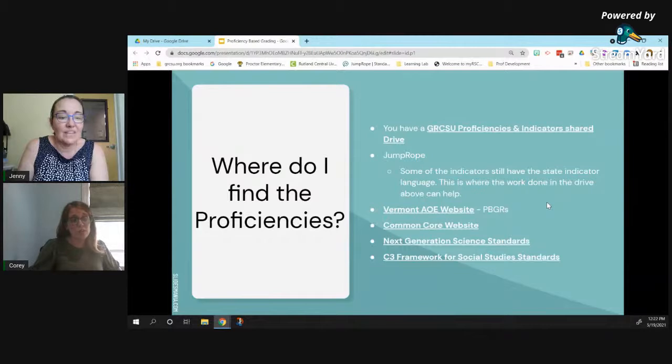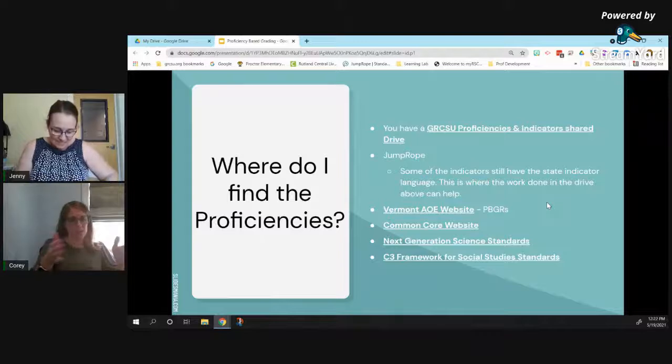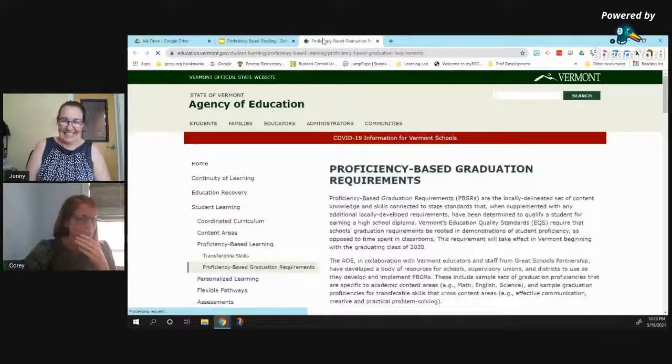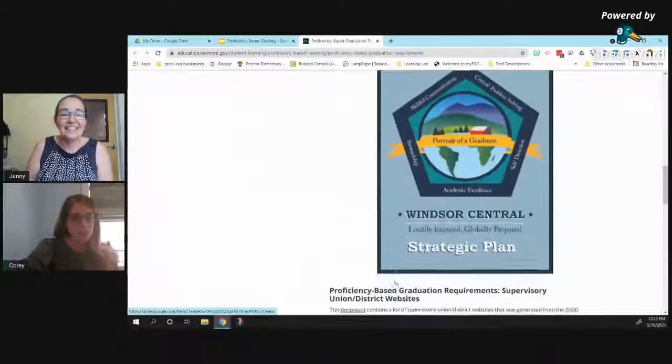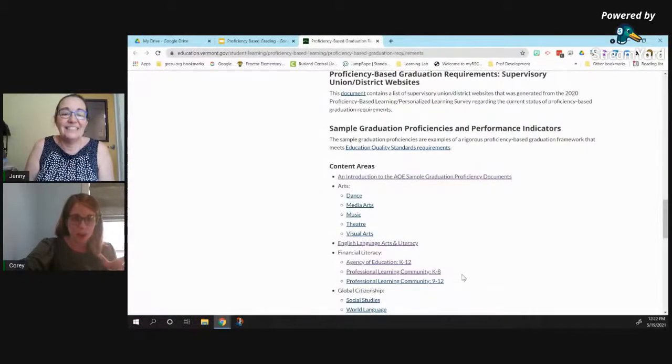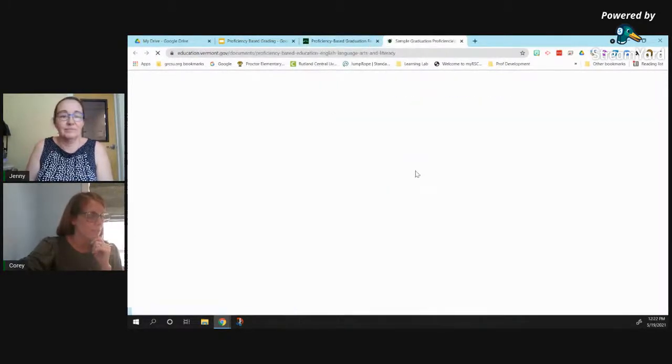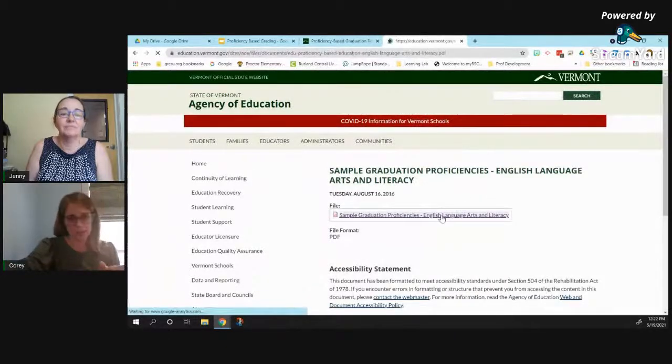You can find your proficiencies right in Jump Rope. I know that one of the questions we've had, especially from that 3 to 5 grade band, is that it doesn't look like our proficiencies or our indicators are in there. When the state put out the proficiencies, they put them on the AOE website. You have to scroll down a little bit, and it's actually referred to as the PBGRs, the Proficiency Based Grading Requirements. I'm just going to come to ELA, and we do have this in our drive as well, so that's another place that you can find this.